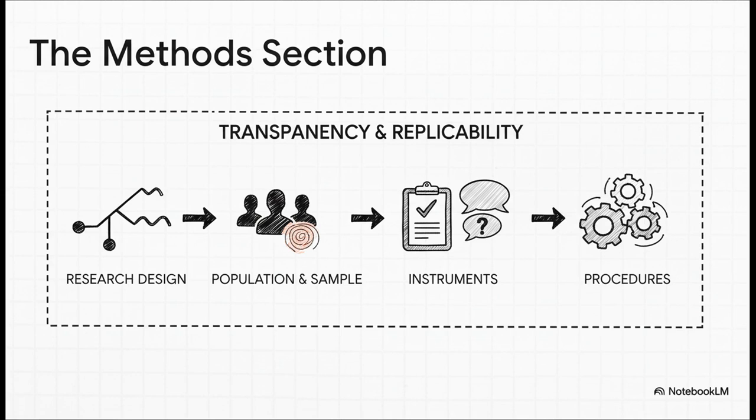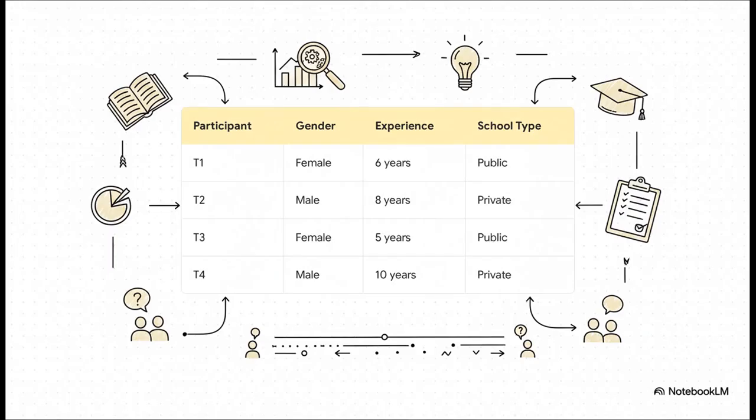What was your design? Qualitative, quantitative? Who did you study? What tools did you use? Surveys, interviews? And what were the step-by-step procedures you followed? Leave no stone unturned. And here's a fantastic example of how to do it right. Look at this simple table. In just a few seconds, we know the gender, experience, and school type for every participant. It's clean, it's clear, and it makes the whole study feel much more credible. This is a great touch.